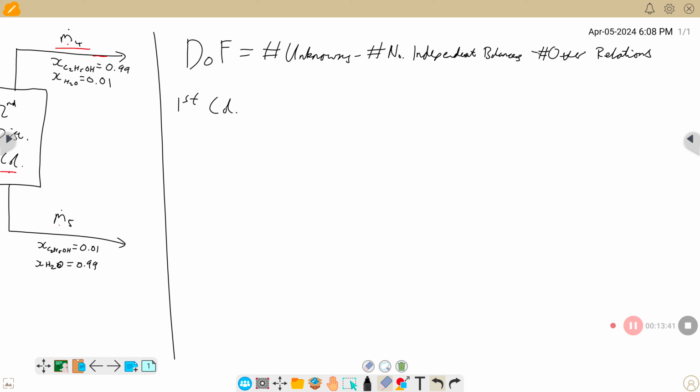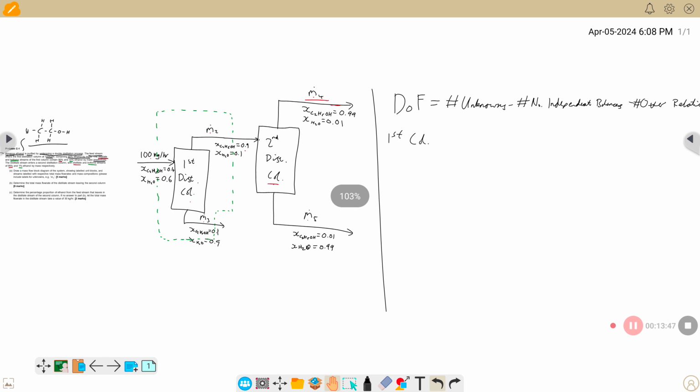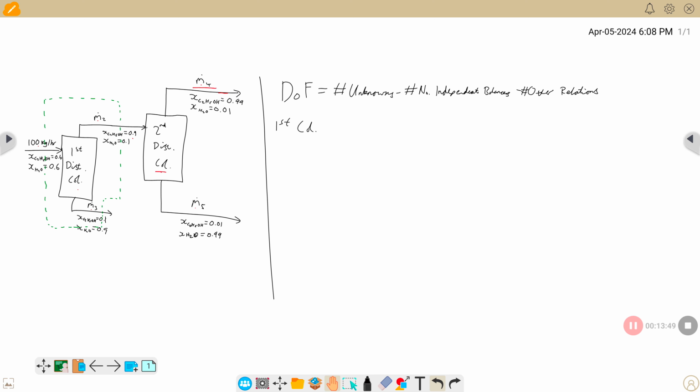Okay, so let's have a look at our first column. Let's zoom out again. Right, so how many unknowns do we have? 2, right? M2 and M3. So in this case, 2. How many independent balances do we have? Well, we can do an independent balance for our ethanol. We can do an independent balance for our water, and that's about it. So we have 2 independent balances. Other relations, we don't have any. But clearly, when we do a degrees of freedom analysis of our first column, we have 0 degrees of freedom.